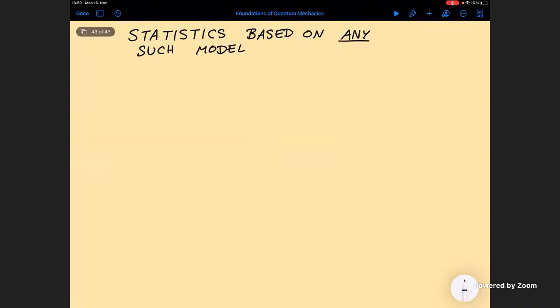So let us look at the possible tables that there could be. And there are not so many. You can count them. I mean, for each of the three settings, you have two choices. So it's 2 times 2 times 2 is 8 possible tables. We can say the following. So what is the statistics based on any such model? Well, we can formulate everything now in terms of these tables. That's why they are so useful.